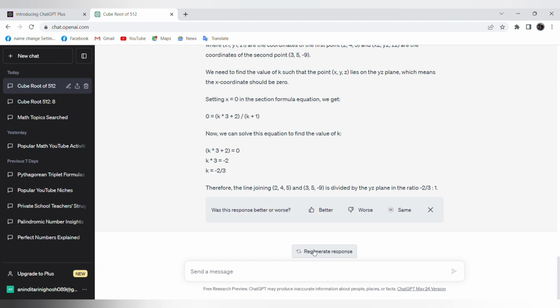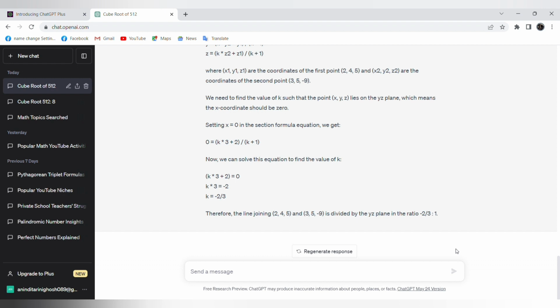Now they have given the right answer. Minus 2 by 3 is to 1 means minus 2 is to 3. So already I said that the ratio is minus 2 is to 3. This answer is right. So I hope after a few years, giving commands to AI will be easier for us, especially in mathematics, because there are so many functions that should be kept properly. Otherwise, it will not be able to understand the question.